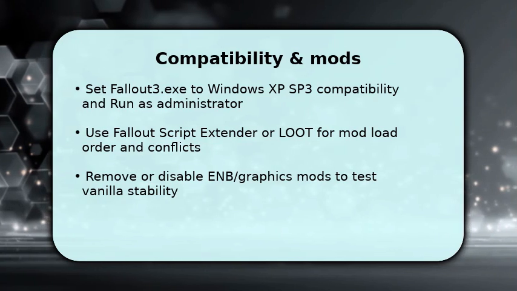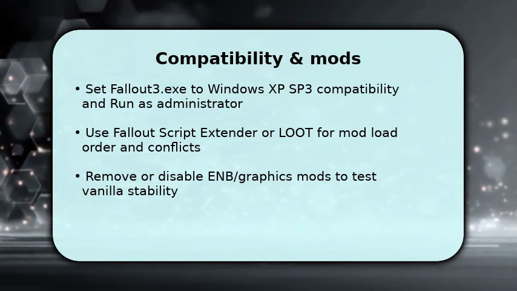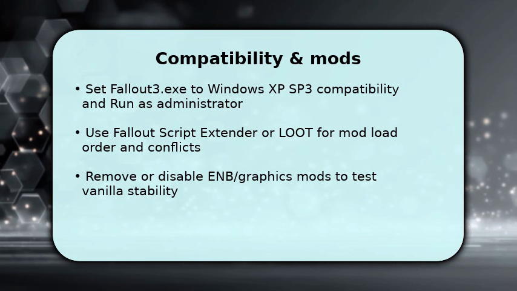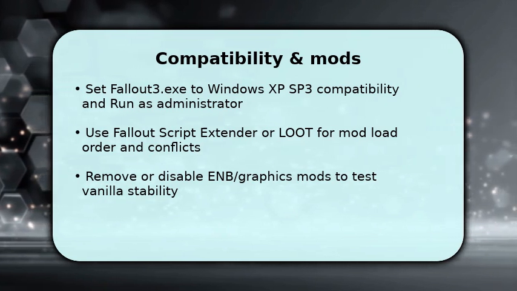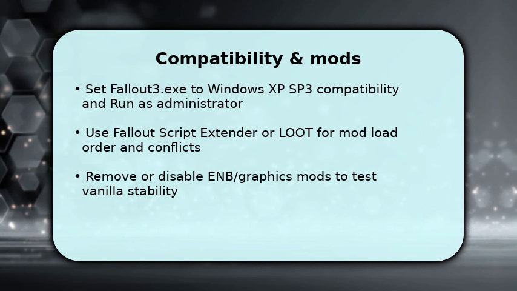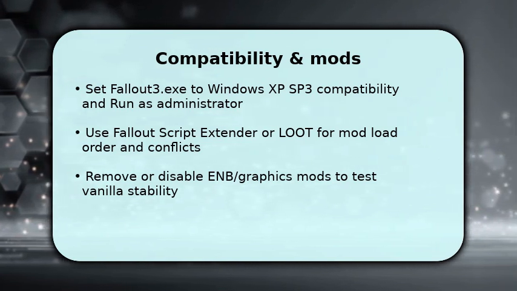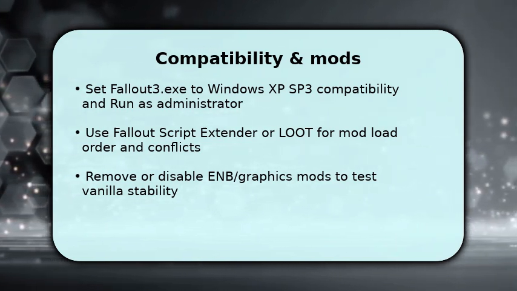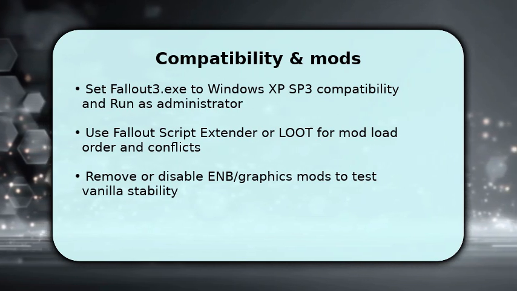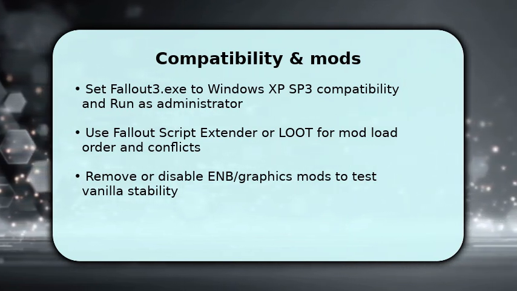Next, address compatibility and mod-related causes. Right-click Fallout3.exe and set compatibility to Windows XP SP3 and run as administrator. This resolves many launcher failures on modern systems. If you use mods, temporarily disable them and test vanilla startup.